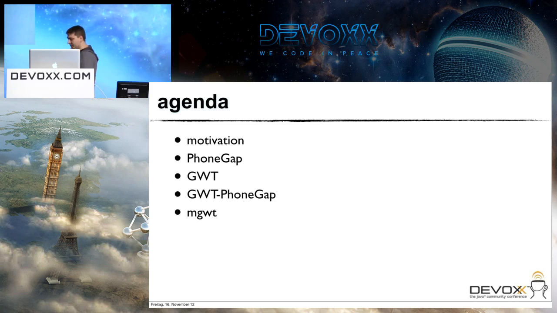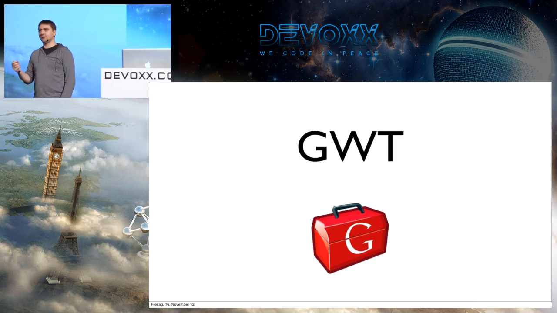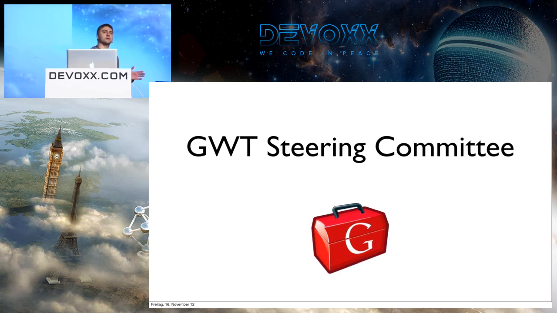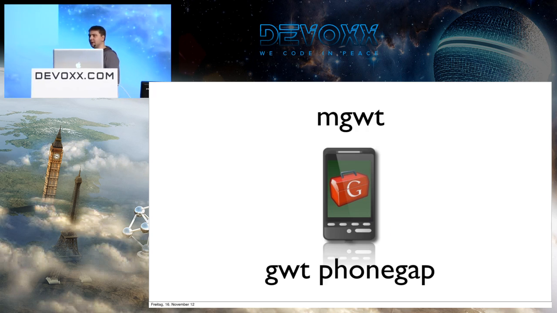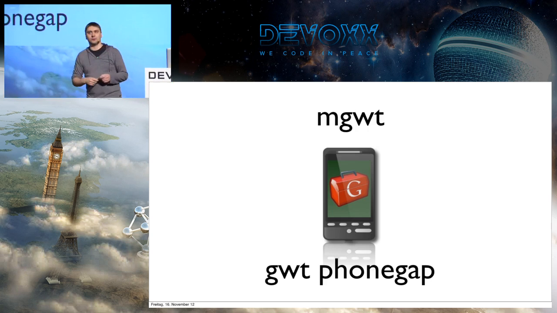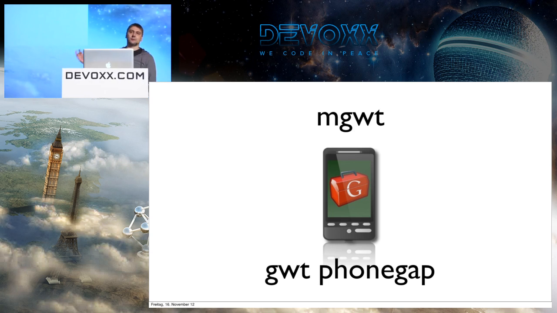For those of you who don't know me, my name is Daniel. I'm a GWT developer since 2007, so pretty much from the start. I'm also part of the GWT steering committee. That's the committee that drives GWT development together with Google. And in the GWT community, I'm somewhat famous for having developed two frameworks. The first one is mgwt, the other one is GWT PhoneGap. Those are all about writing great mobile applications with GWT.